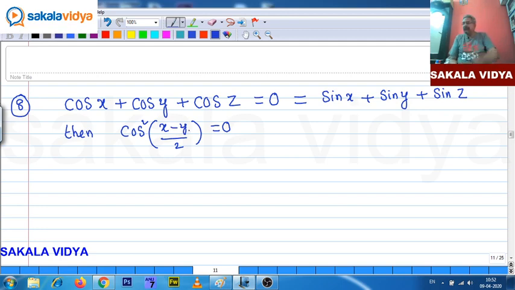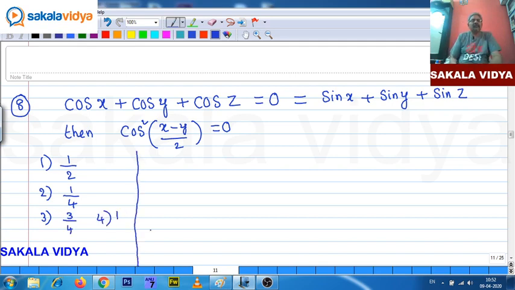Now the first option is 1 by 2, second one we have 1 by 4, third one we have 3 by 4, fourth option we have 1. This is the question. First let me read the question.